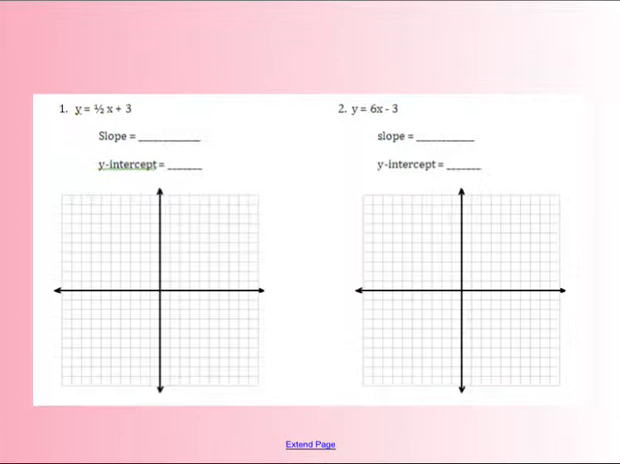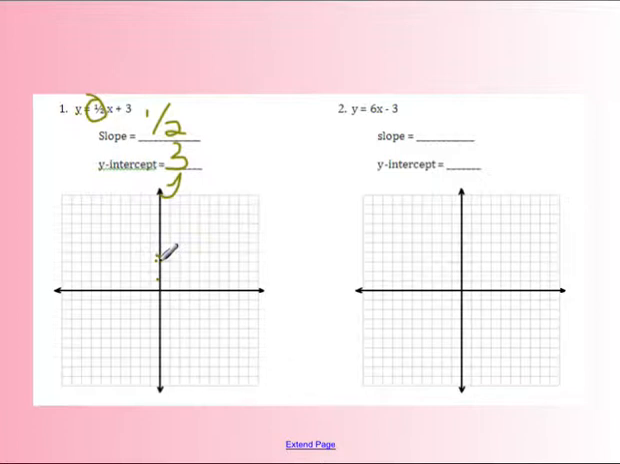So for number 1, it says y is equal to 1/2 x plus 3. Our slope is being multiplied by the x, so that's 1/2. Our y-intercept is 3. So the first thing I want to do is take my y-intercept and see where I'm crossing the y-axis. The y-axis is always the vertical one. So we're crossing at 3, so 1, 2, 3. We're crossing at that point right there.